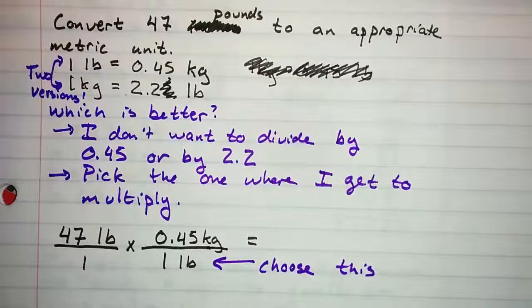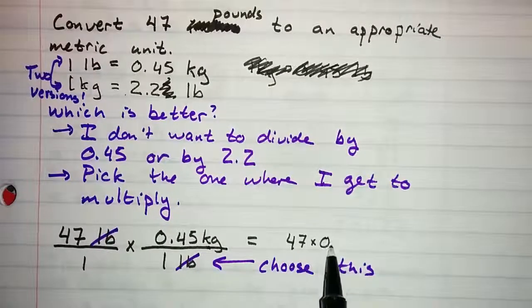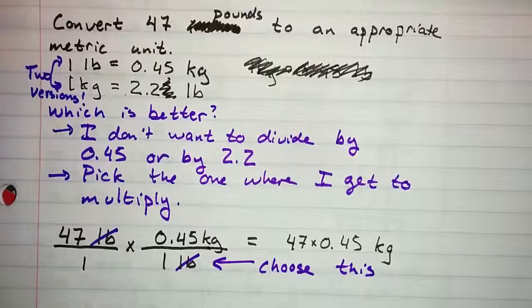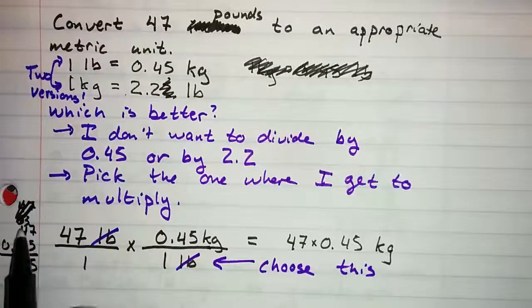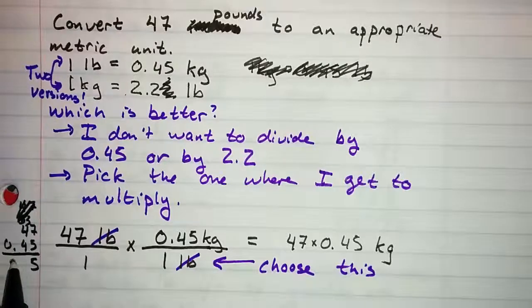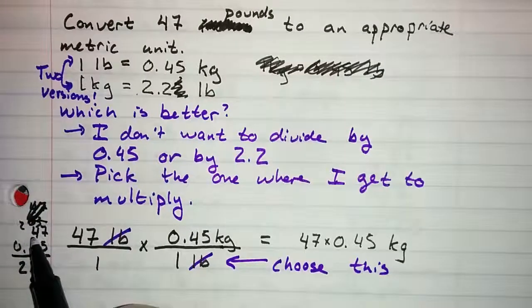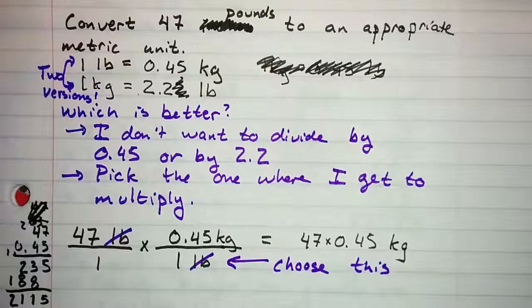And now when I multiply, my pounds will cancel out, just like I hoped. And I'll be left with 47 times 0.45 kilograms. And nothing in the denominator except ones. So I do that multiplication. 5 times 7 is 35. 5 times 4 is 20, and 3 is 23. 4 times 7 is 28. 4 times 4 is 16, and 2 is 18. So the digits in my answer are 2, 1, 1, 5.